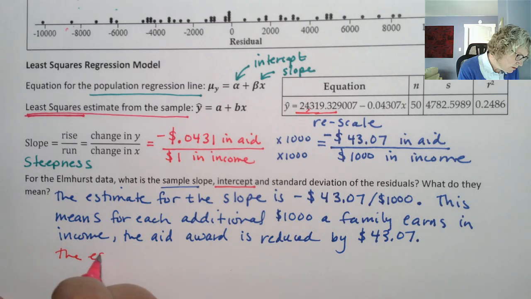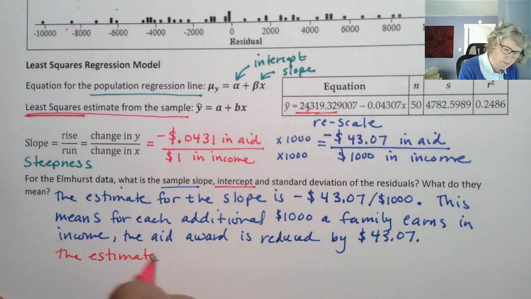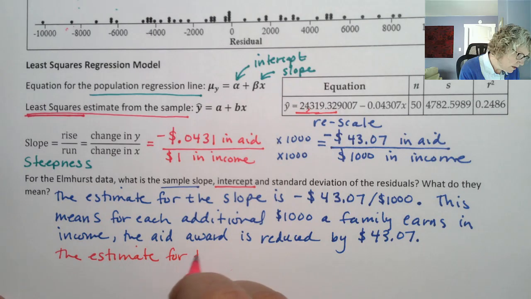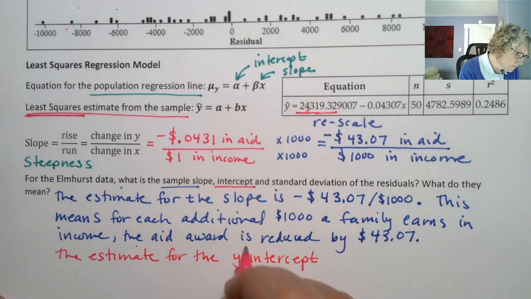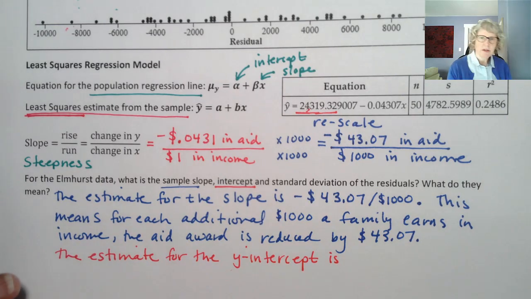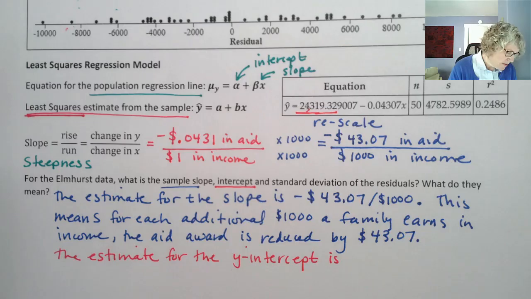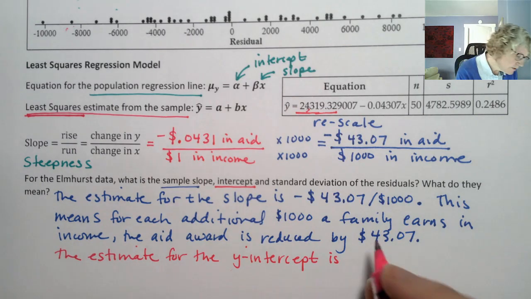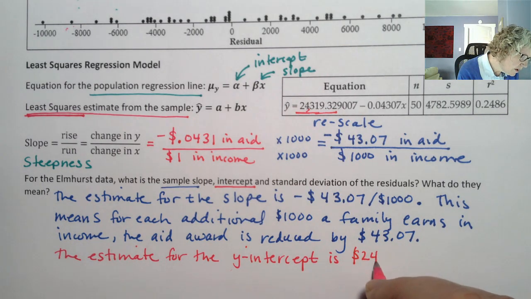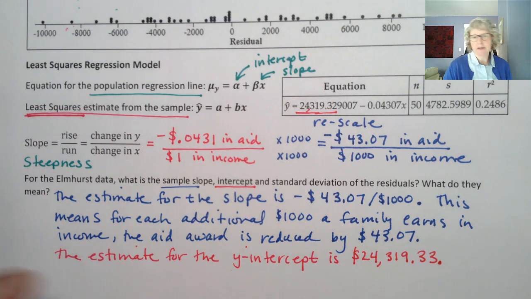So the estimate for the y-intercept, we could say, okay, this is the baseline award. This is the highest award amount given, because it's going down from there. The estimate for the y-intercept is $24,319.33. And also we could just put that into dollars since it's all an estimate anyways.